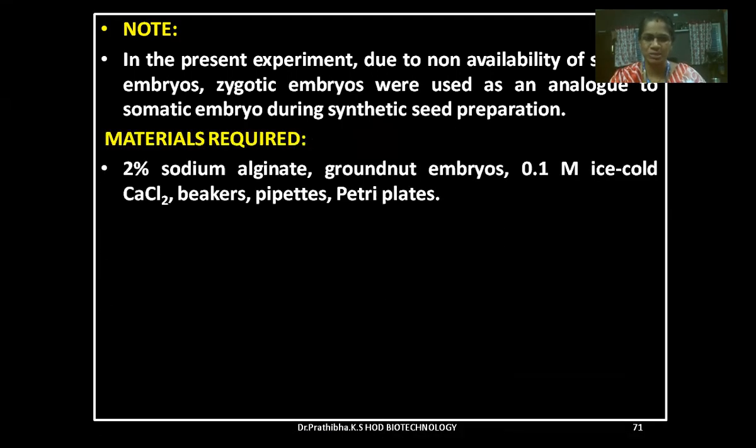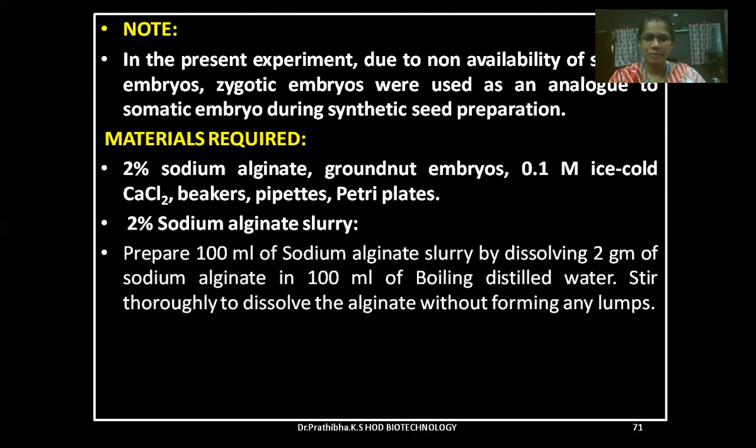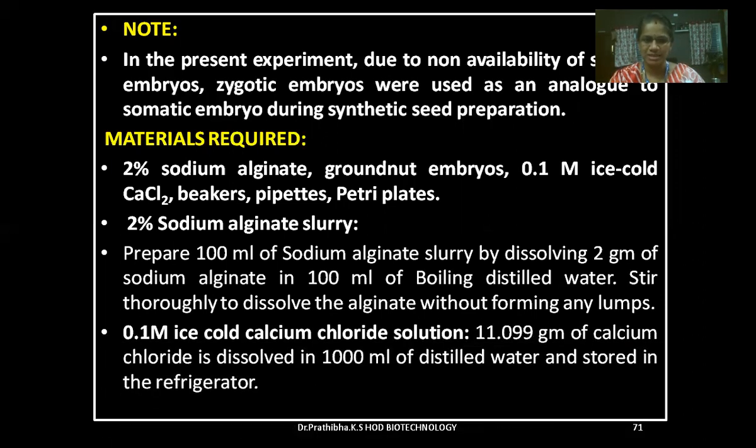Next, materials required: 2% sodium alginate, groundnut embryos, 0.1 molar ice cold calcium chloride solution. We need beaker, pipettes, petri plates, and dropper. 2% sodium alginate slurry. How to prepare this? Prepare 100 ml of sodium alginate slurry by dissolving 2 grams of sodium alginate in 100 ml of boiling distilled water. Stir thoroughly to dissolve the alginate without forming any lumps. That is about the preparation of 2% sodium alginate.